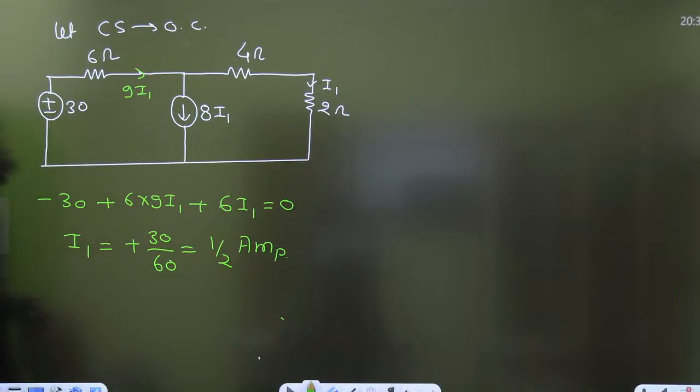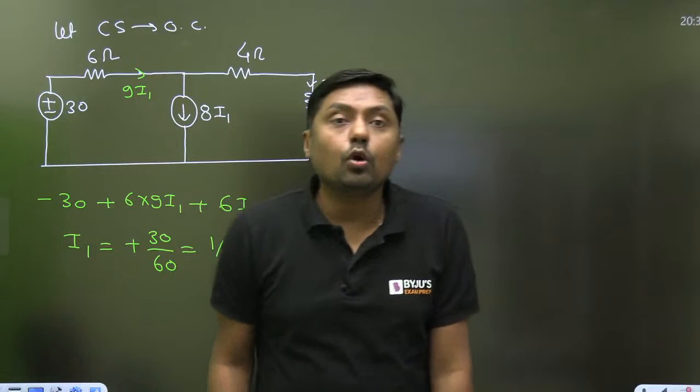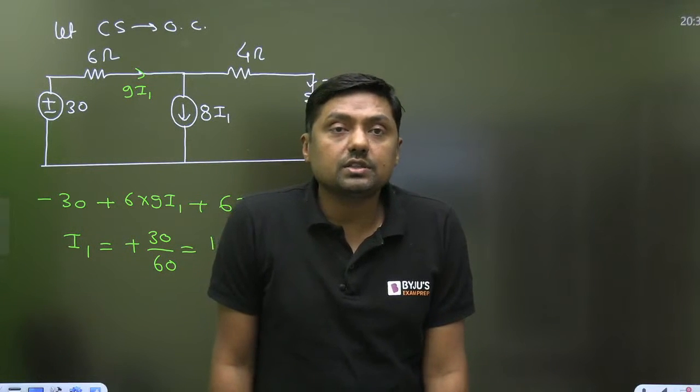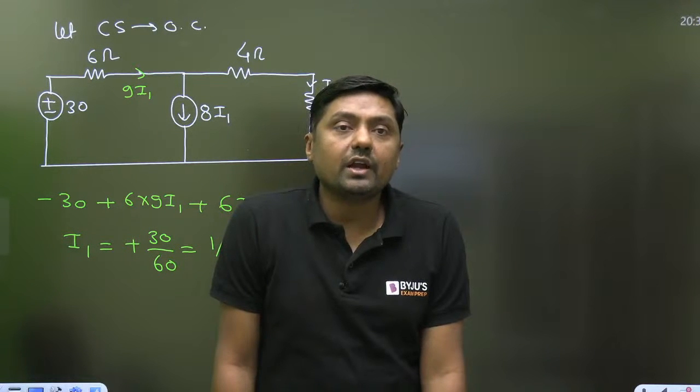0.5 ampere. This is because of the 30 volt battery. Yes, Adityaraj, exactly. Sir, why will the current source act as an open circuit?